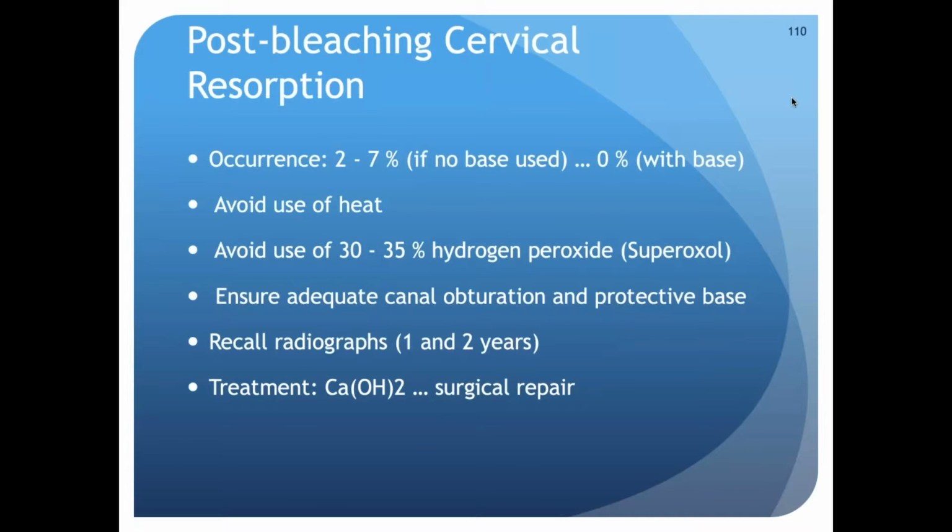Post-bleaching cervical resorption is a real problem. This is how we avoid it. If you don't put a base over your gutta percha, you're going to see it in about 2 to 7% of cases. If you use a base over your gutta percha, it's not very likely that you're going to get the resorption. We want to avoid using heat to activate it, and also avoid using high percentage hydrogen peroxide, Superoxol, 30 to 35%. Again, we want to ensure we have good canal obturation and that base protection, and then make sure we're taking recall radiographs periodically to make sure no resorption is occurring. If we do get it, we can go in there and place some calcium hydroxide or repair it surgically.